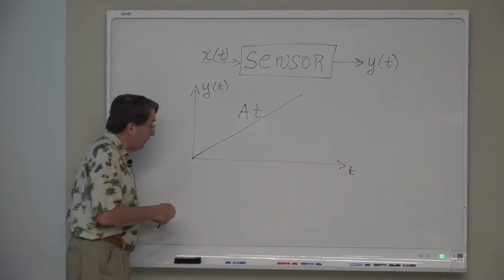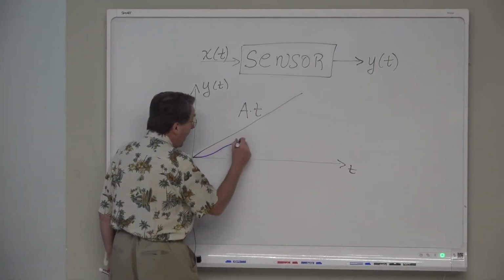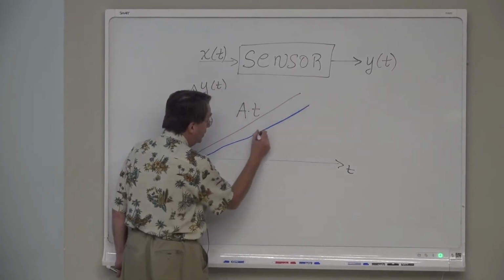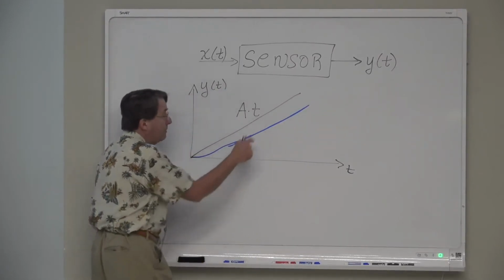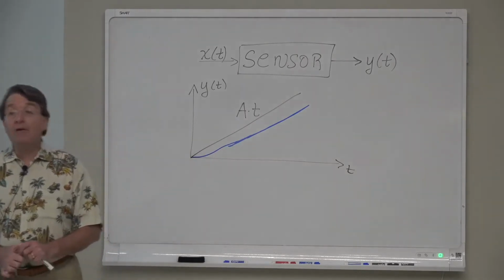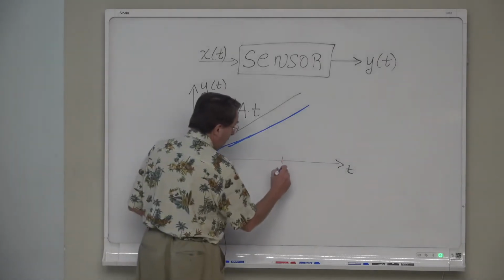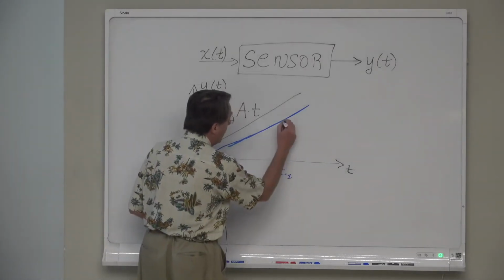Now, the first order sensor with a ramp input has a transient, and I'm having a hard time drawing this. These two lines are meant to be parallel after a certain point. So notice we always will have an error. Now, how do I measure the error? Suppose this is time t1.